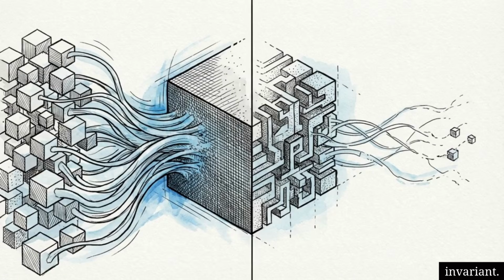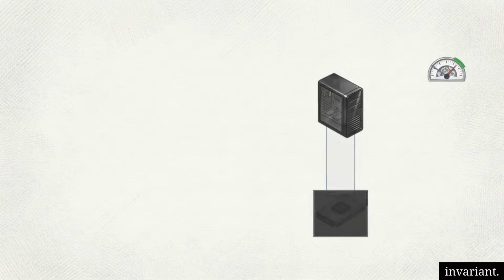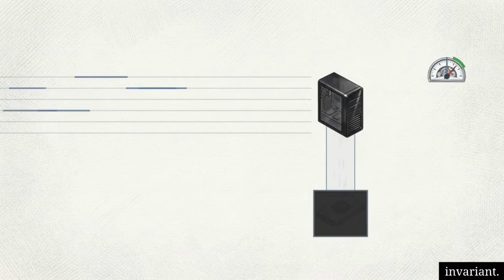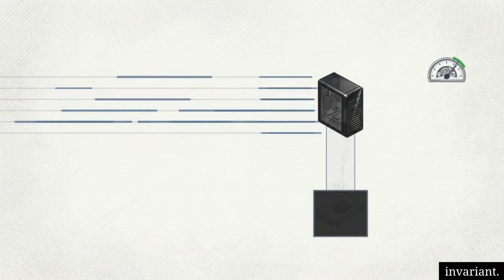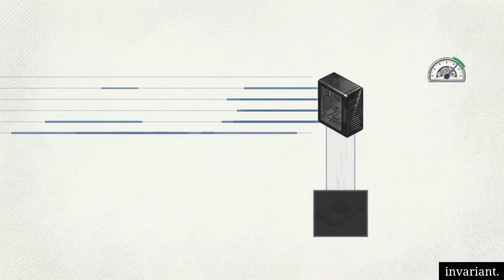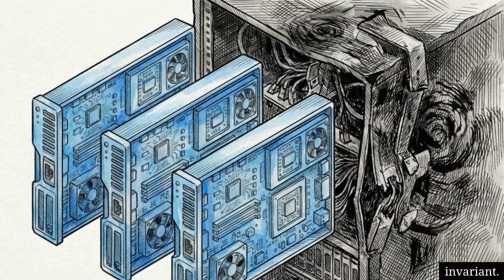LSM trees trade read efficiency for massive write throughput by weaponizing data immutability. They eliminate random disk seeks, allowing a single node to ingest millions of events per second without bottlenecking the hardware. But a single node is still a single point of failure. To guarantee availability, we have to replicate that local storage engine across multiple servers.